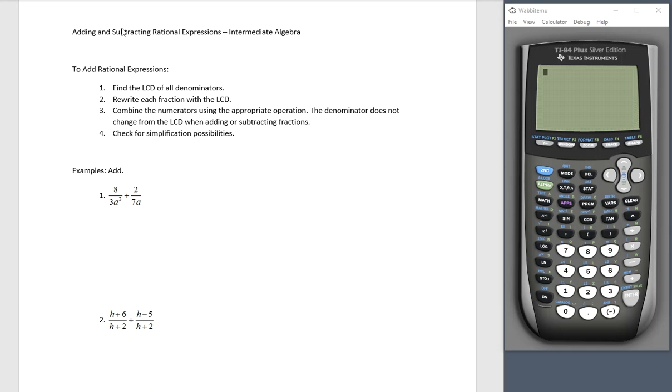All right, here we go. In order to add or subtract rational expressions, you must have a common denominator. It doesn't have to be the least. I'm just trying to make your problems easier later on. You must have a common denominator.